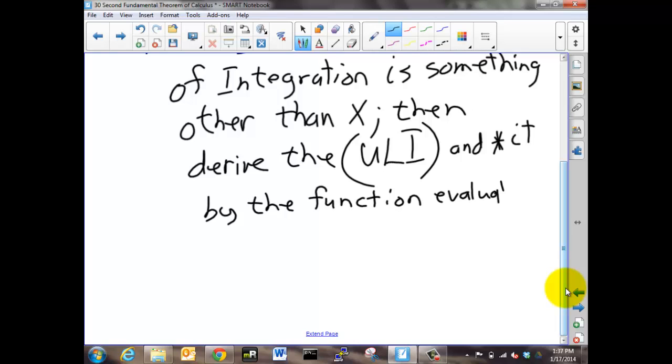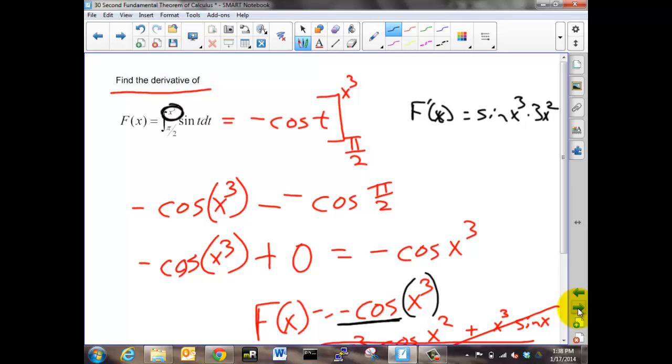evaluated at the upper limit of integration. Do you understand what I mean by evaluated at the upper limit of integration? What does that mean? Plug it into the function. Okay? No, it's not complicated. You're going to forget it and you're going to miss it, but it's not that complicated. The answer was the function sine evaluated at x cubed times the derivative of x cubed, 3x squared.